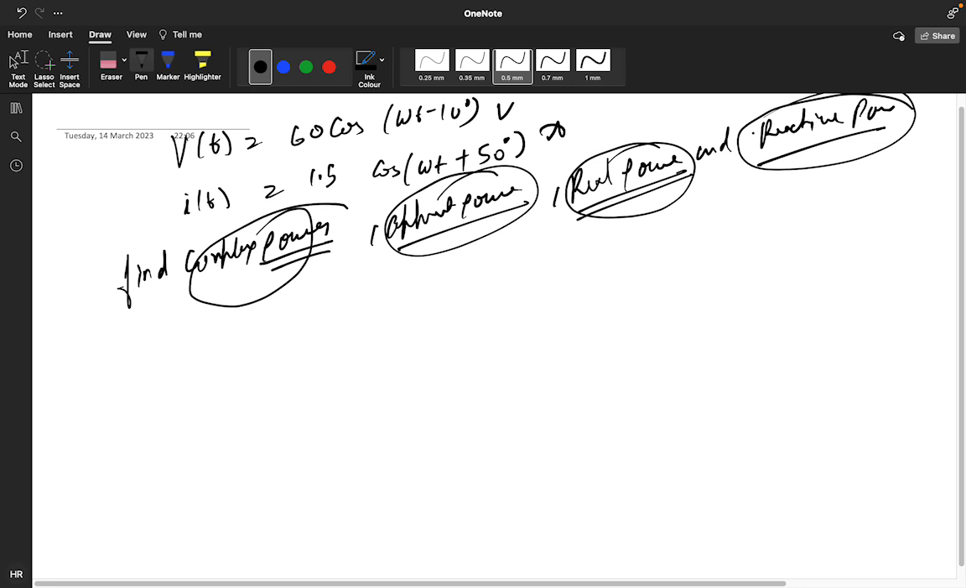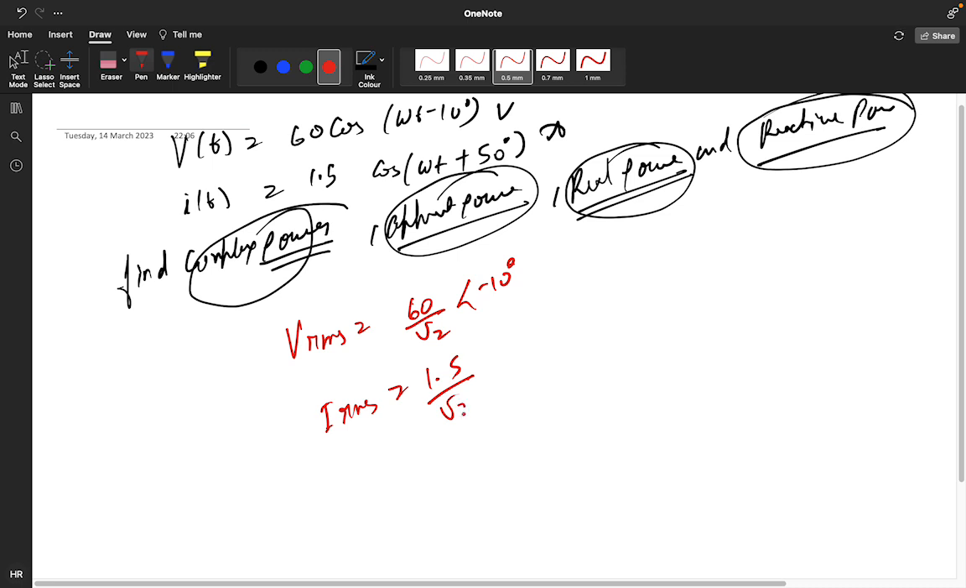Anyone got the answer? Guys, what will be the VRMS? Prasanna, what will the VRMS? Vaishnavi, what will the VRMS? (60/√2) at an angle minus 10 degree. What will the IRMS? 1.5/√2 at an angle 50 degree.